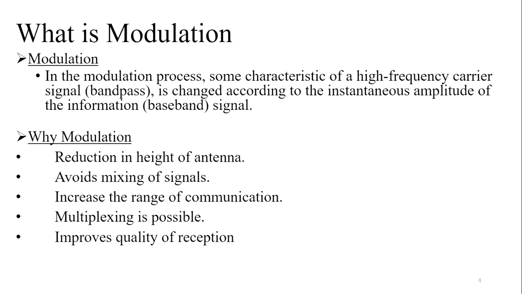Next, why is modulation important? The first reason is reduction in the height of the antenna. The second is avoiding mixing of signals. The third is increasing the range of communication. The fourth is that multiplexing is possible, that is, a larger number of signals can be transmitted simultaneously. The fifth, very important one, is that it improves the quality of reception. We send one piece of information and receive the same output, so the quality of reception improves.